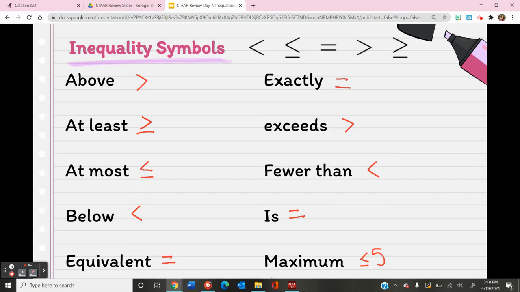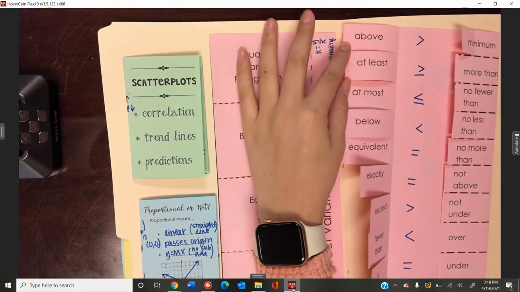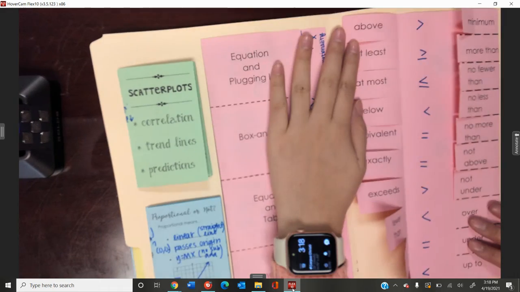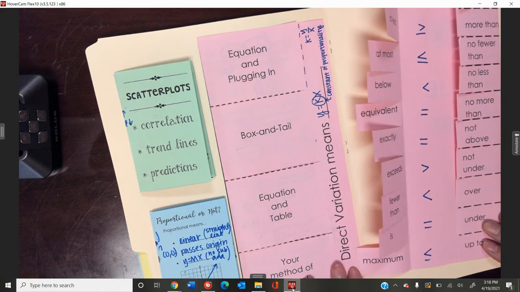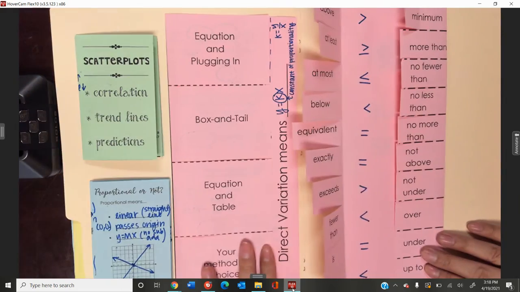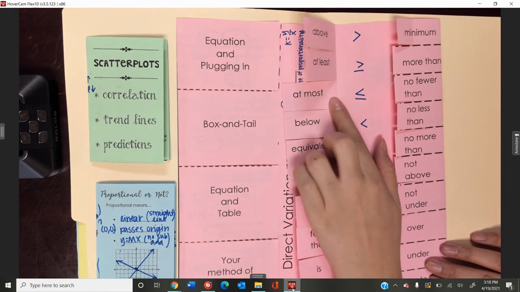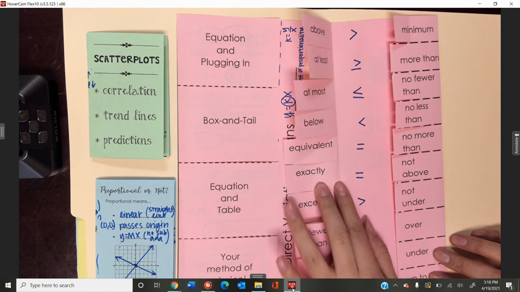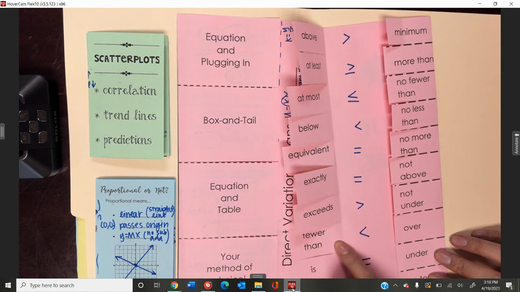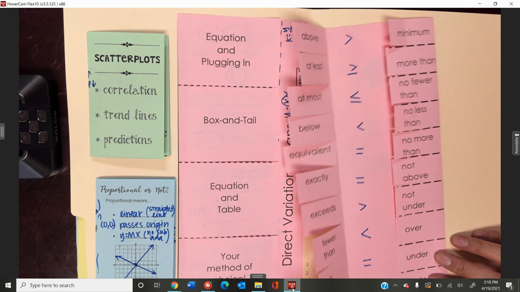So now looking at your foldable, I have opened this up, and these are all of your symbols. So make sure you have all of these written down on your folder. Okay, so above is greater than, at least is greater than or equal to, at most is less than or equal to, below is less than, equivalent is equal, exactly is equal, exceeds is greater than, fewer than is less than, total is equal to, and maximum is less than or equal to.